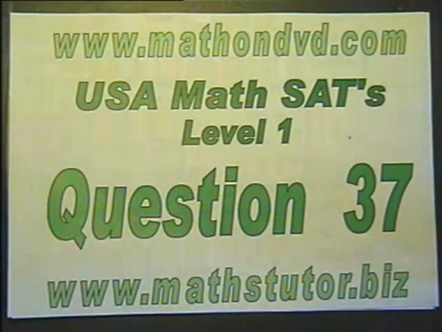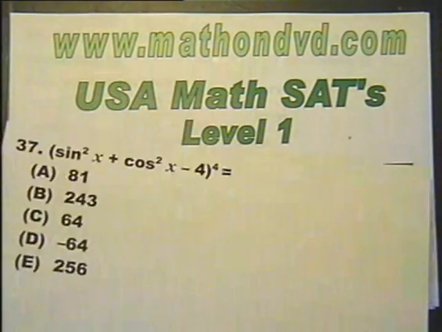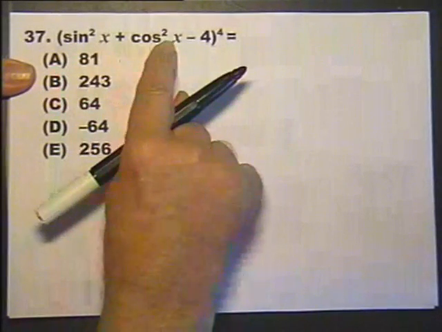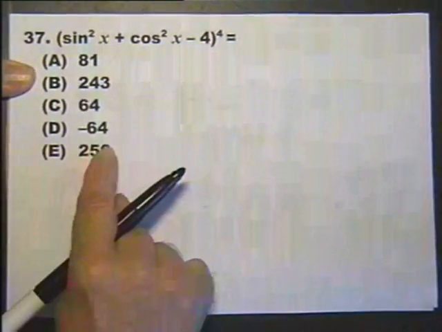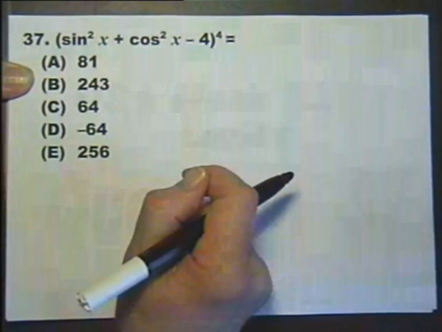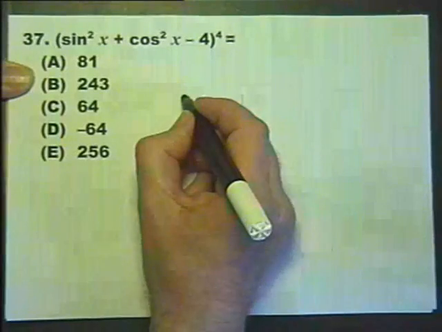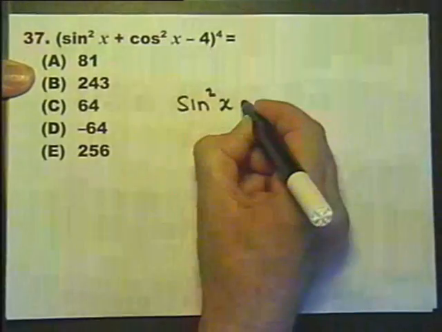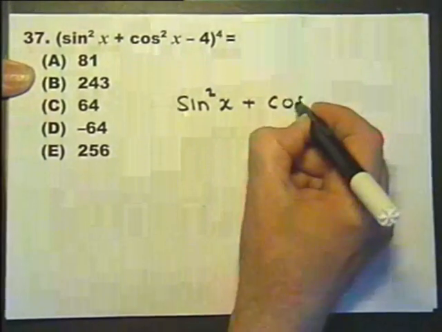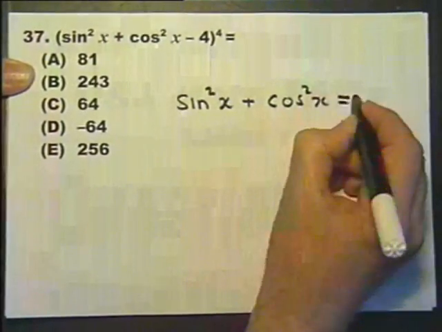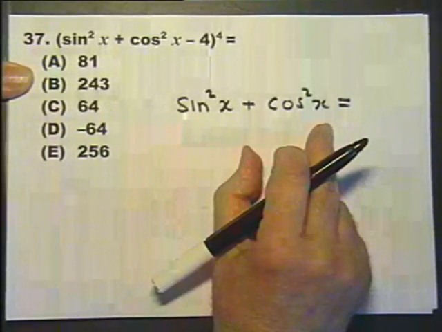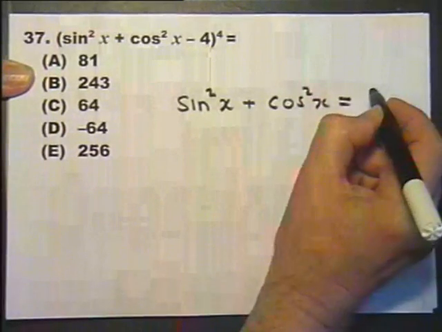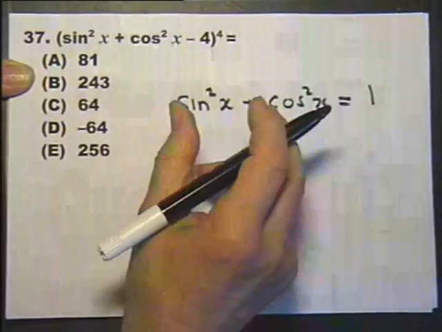Math SATs Level 1, question 37. This expression equals which of these numbers? Now the key to this question is recognizing this piece of information, and that's actually called an identity, and it's known as a fact that that equals 1. Now if you recognize that, then you're in business.